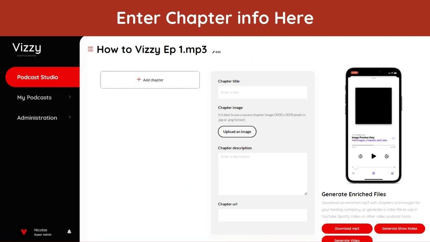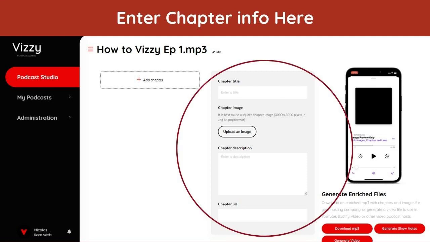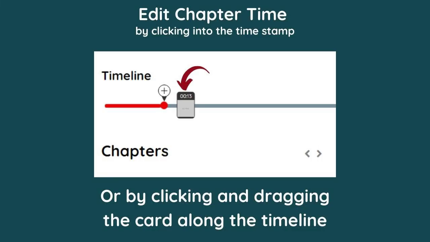Please note, chapters will be placed at the point in time where the arrow marker is on the timeline, but you can always edit this by clicking into the little chapter on the timeline. You'll notice that there is a clock above it. If you click into that, it'll go into edit mode and you can choose the specific time you want that chapter to be. The minimum time between chapters is just 1 second, so you can add as many or as few as you like, depending on what kind of show you have.